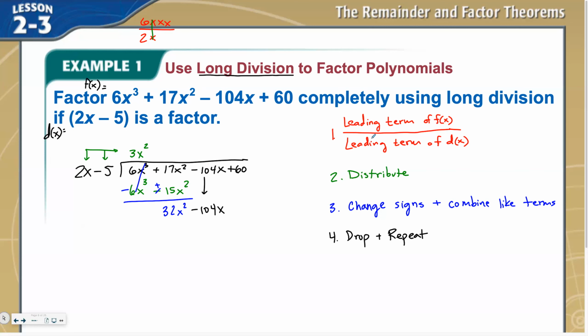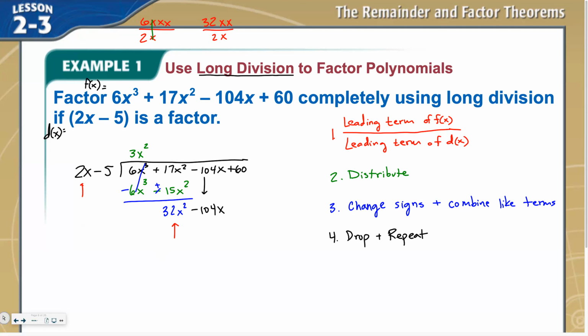The leading term of f of x divided by the leading term of d of x. Well, the leading term of f of x has been changed. What is now our leading term of f of x? 32x squared, you got it. And it's going to get divided by 2x. Now I'm going to erase this for a moment because I don't need that arrow anymore. So up at the top, 32x squared, this is a reminder, means x times x, and that's getting divided by 2x.